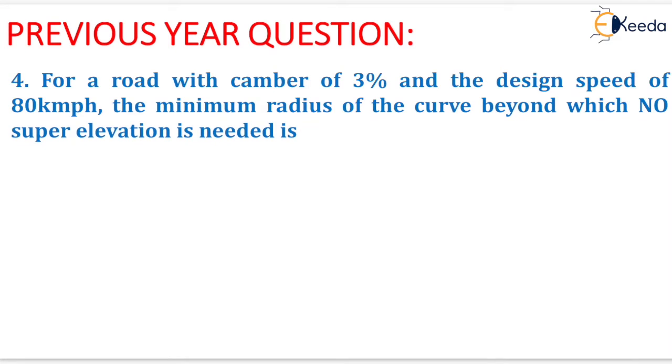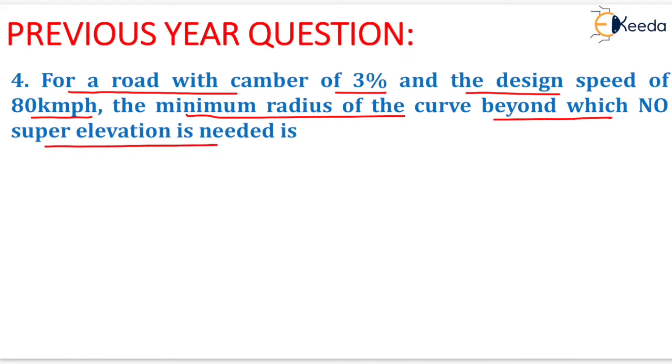The question is given as: for a road with a camber of 3% and a design speed of 80 km per hour, the minimum radius of the curve beyond which no super elevation is needed is. Now we need to find the value of the radius of the curve beyond which no super elevation is needed.